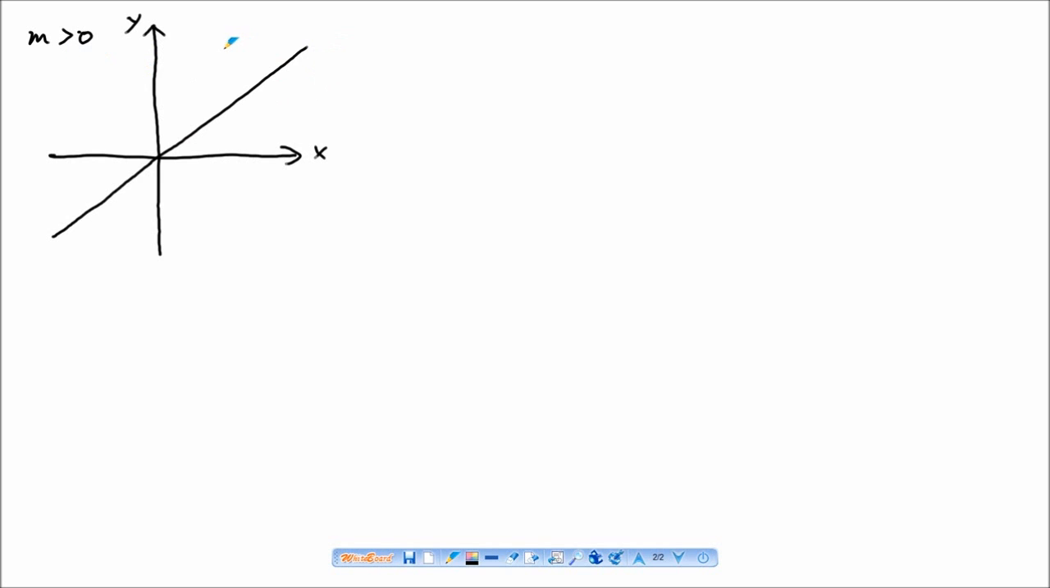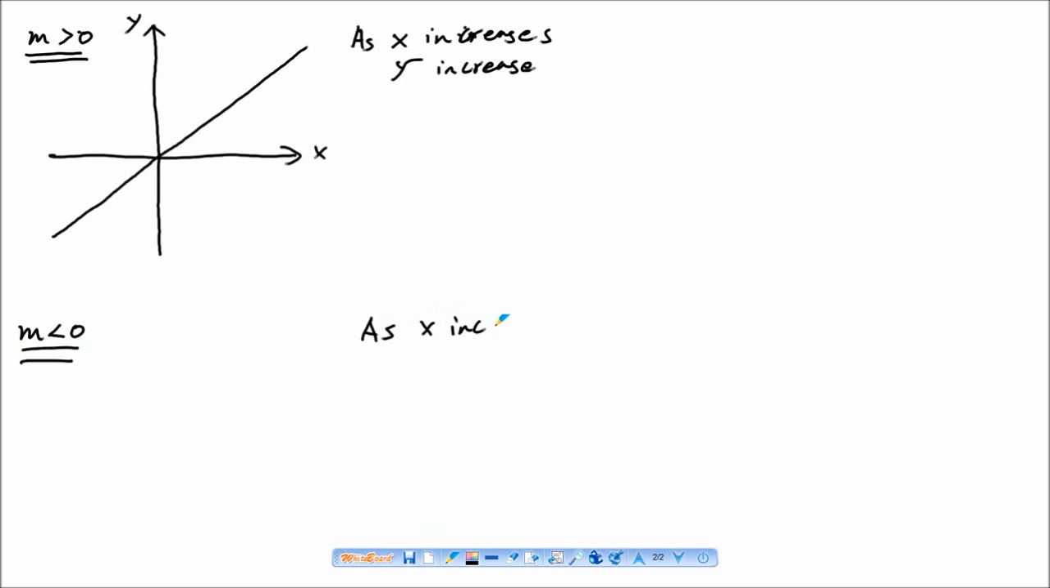Moreover, when the gradient of a straight line is positive, it means on the graph, when x increases, y increases. So when the gradient is positive, as x increases, the y value increases. Also, if the gradient is less than 0, say a minus number, it means as x increases, your y value decreases. For instance, here.